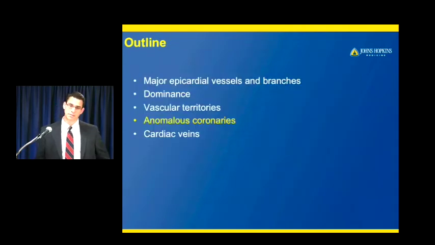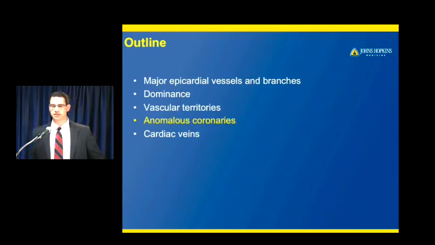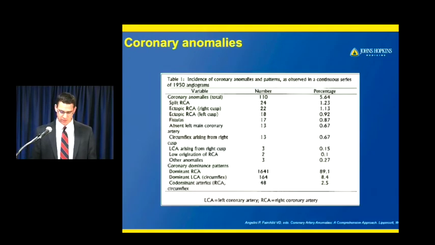Okay, so back to our outline. We talked about the major epicardial coronaries, the dominants, and the vascular territories. Next we're going to move on to some variants and talk about anomalous coronary arteries. Just as an overview, coronary artery anomalies are quite rare.